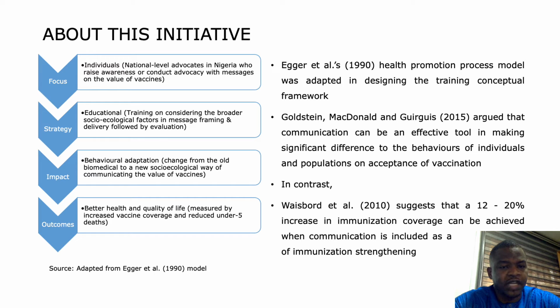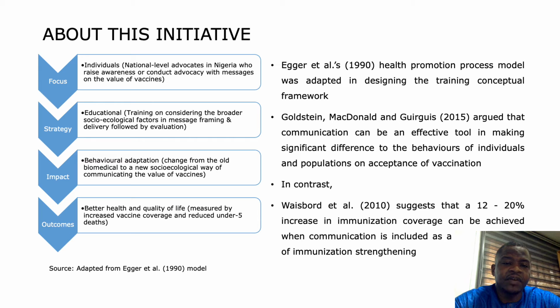So we intend to train them, not just on the clinical importance of vaccines, but the broader socio-ecological factors. And we expect that the impact would come through a behavioral change, what we call behavioral adaptation, where people change from communicating the old biomedical manner to a new socio-ecological way of the importance of vaccines. Finally, the outcomes that are desired when we implement this initiative is that there are better health and quality of life, and we can measure that by the increased vaccine coverage and reduced under 5 mortality.